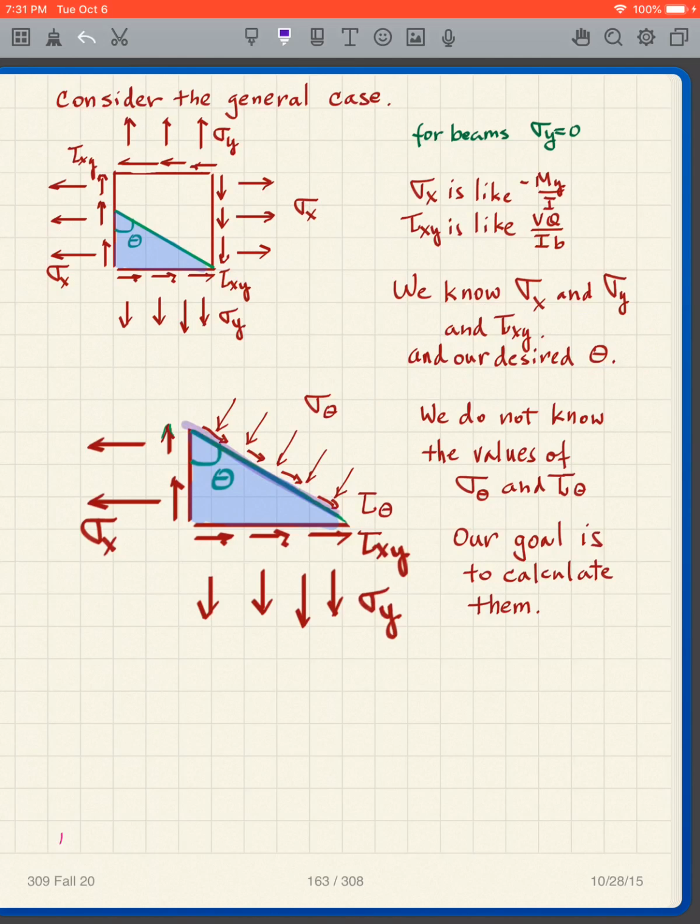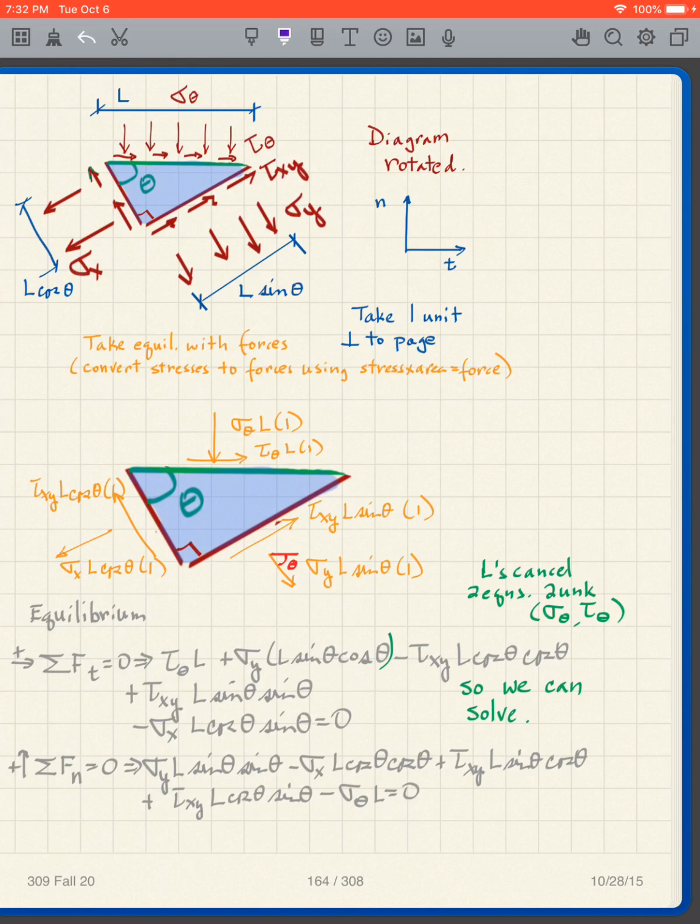Now, I don't know what the stresses are on this plane. In other words, I know that there is sigma and tau, but I don't know what they are, so I'm going to specify them as sigma theta and tau theta. And so those are our unknowns. So we do not know the values of sigma theta and tau theta, and our goal is to calculate them. So that's what we're going to do. So there's a little derivation. I'm going to go through this.